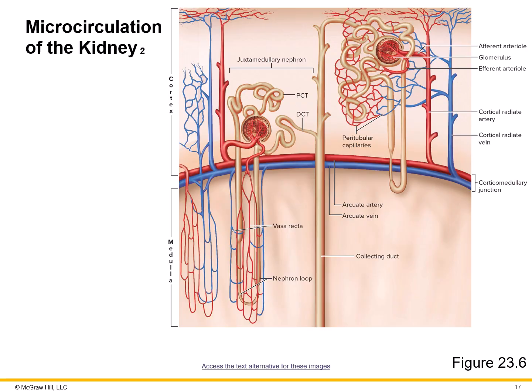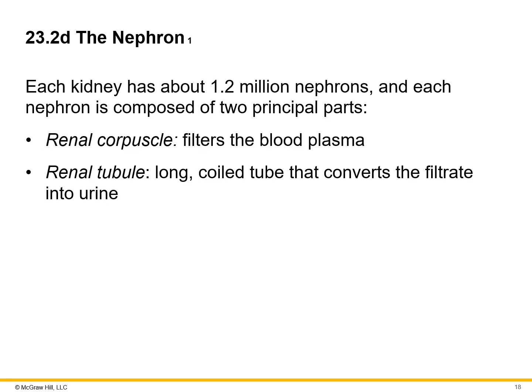Same image here, just zoomed in for your viewing pleasure. So let's focus in on the nephron. Again, the nephron is essentially the functional unit of your kidney. This is where the filtration and reabsorption is going to take place. Now, each of your kidneys has about 1.2 million nephrons. And each nephron is made of two distinct parts.